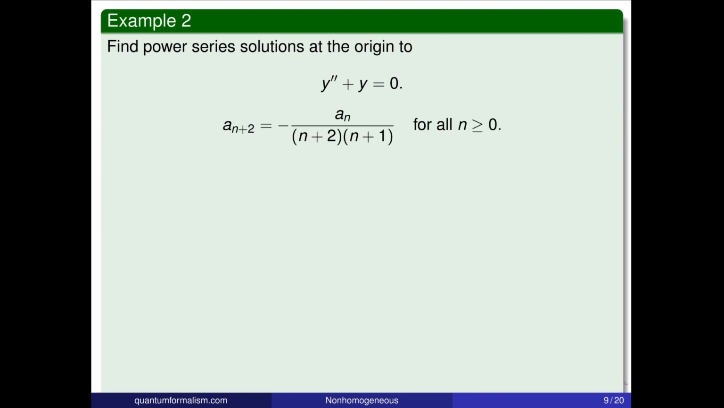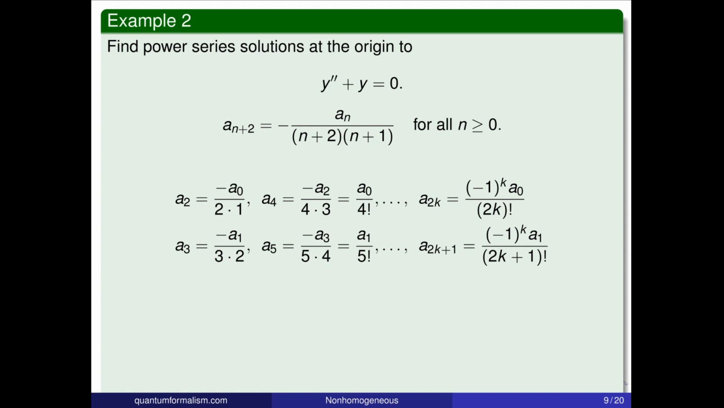All right, so let's do that. So starting with a0, then we can get a2 by using this formula with n equals 0. So then in the denominator, we will have 2 times 1. So a2 is minus a0 divided by 2 times 1. Then to get a4, we plug in the formula with n equals 2. So we'll have a4 is minus a2 divided by 4 times 3. But then we can plug in this expression in the place of a2. And so that gives us a0, positive a0, because the two minus signs cancel out, divided by 4 times 3 times 2 times 1, which will be 4 factorial.